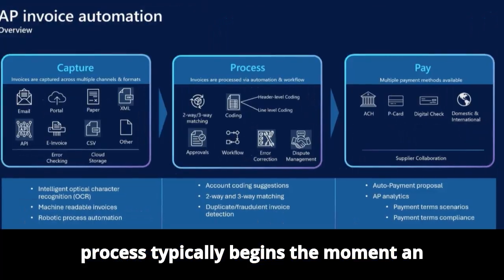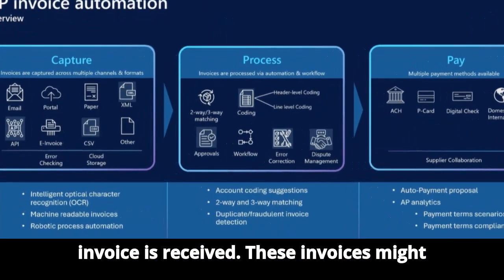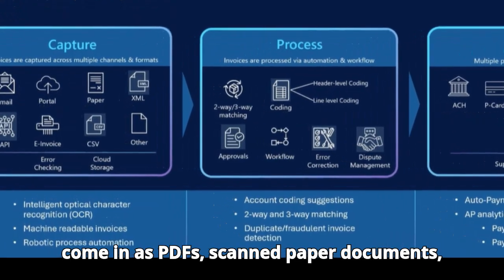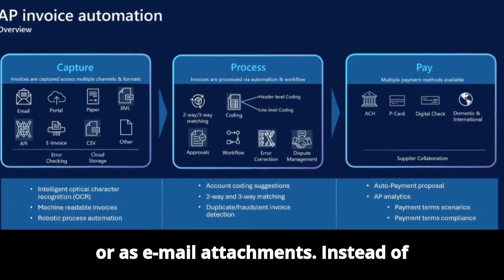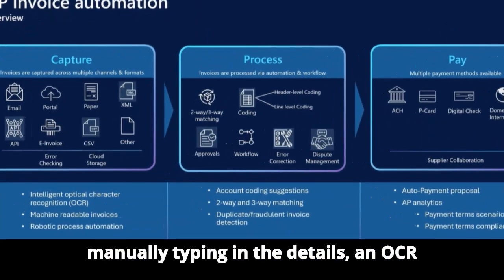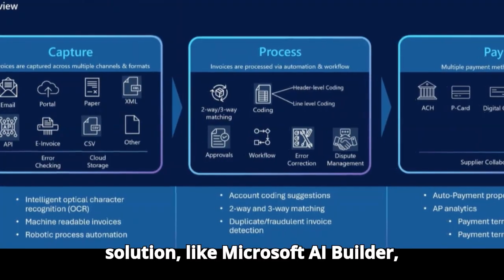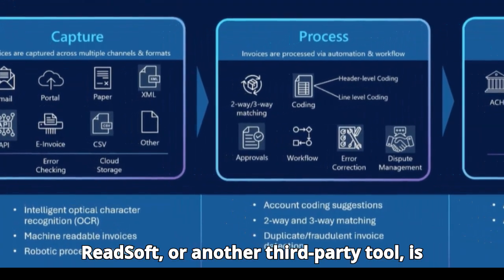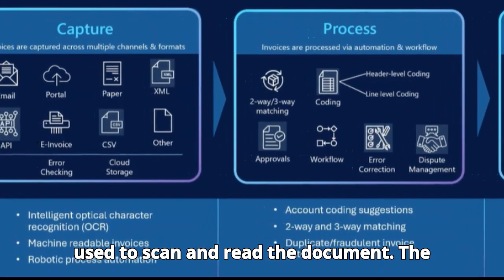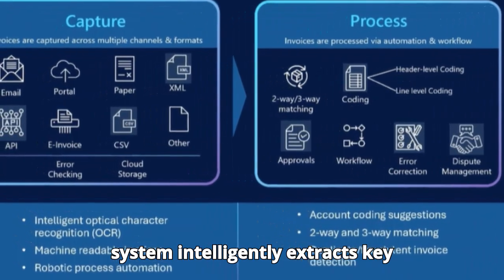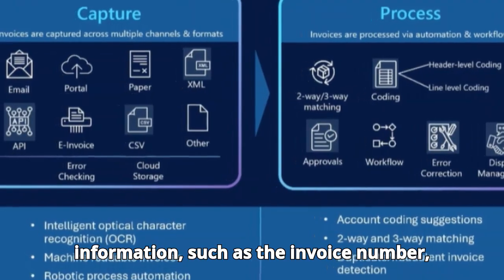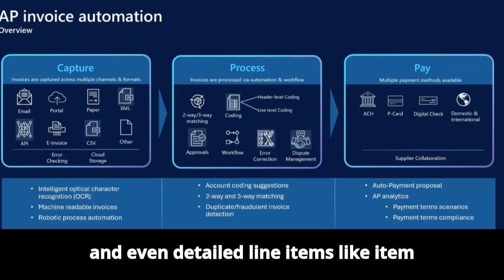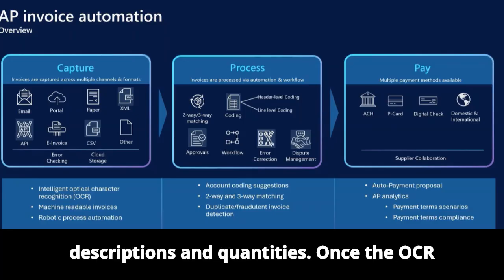The process typically begins the moment an invoice is received. These invoices might come in as PDFs, scanned paper documents, or as email attachments. Instead of manually typing in the details, an OCR solution, like Microsoft AI Builder, ReadSoft, or another third-party tool, is used to scan and read the document. The system intelligently extracts key information, such as the invoice number, vendor name, invoice date, amounts, and even detailed line items like item descriptions and quantities.